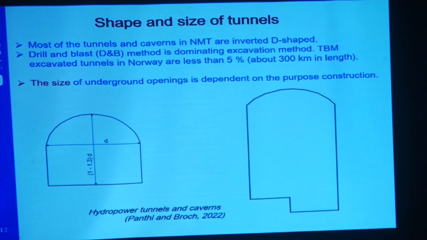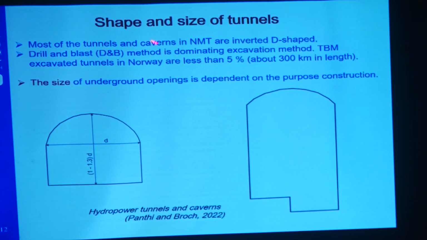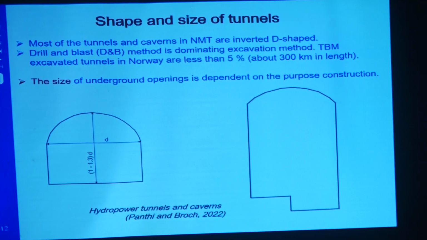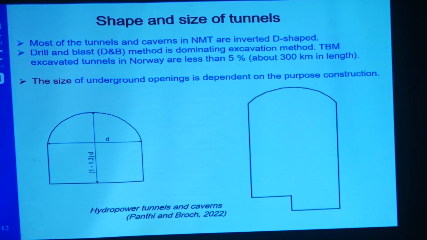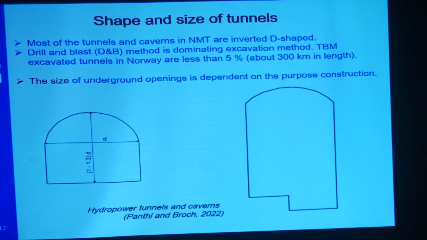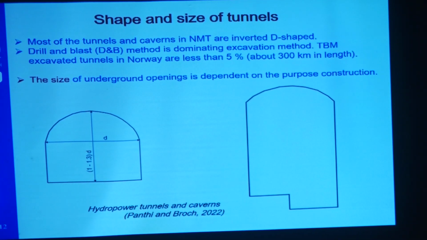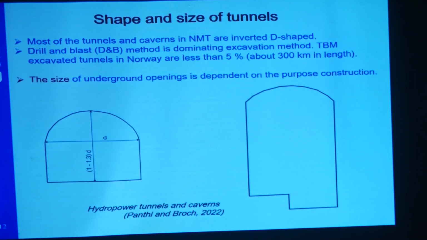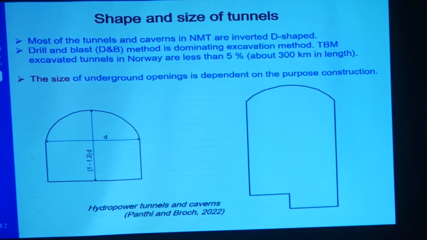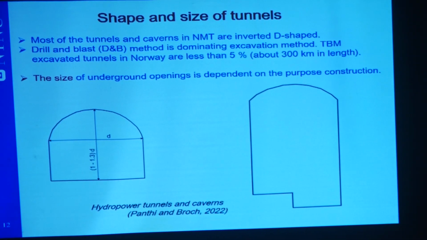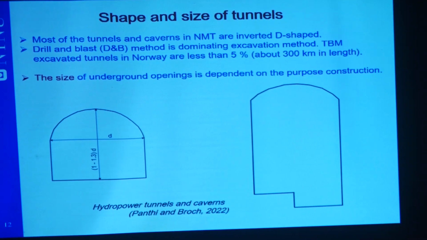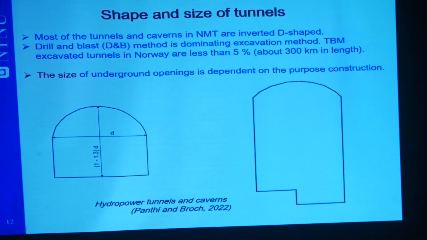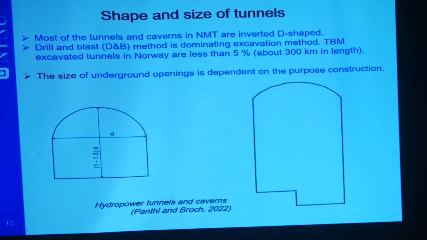And when it comes to shape and size of hydropower tunnels, most of the tunnels and caverns in Norway are inverted D-shaped, because we use mostly drill and blast tunneling, which is the case here also. Most of the hydropower tunnels are built with drill and blast. And drill and blast is the dominating excavation method in Norway. But in the 70s and 80s we had booming TBM tunneling, and Norway made many records of TBM tunneling. But if we collect all these excavated tunnels, about 5%, about 300 kilometers of the hydropower tunnels were built with TBM.